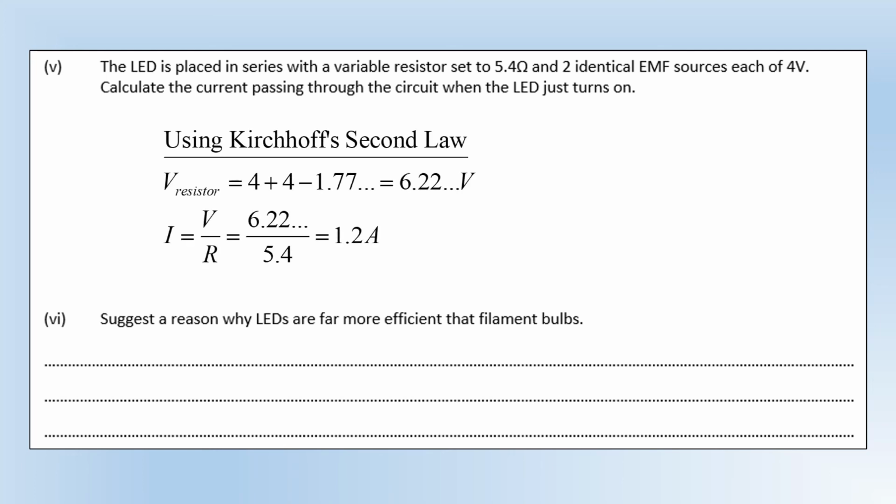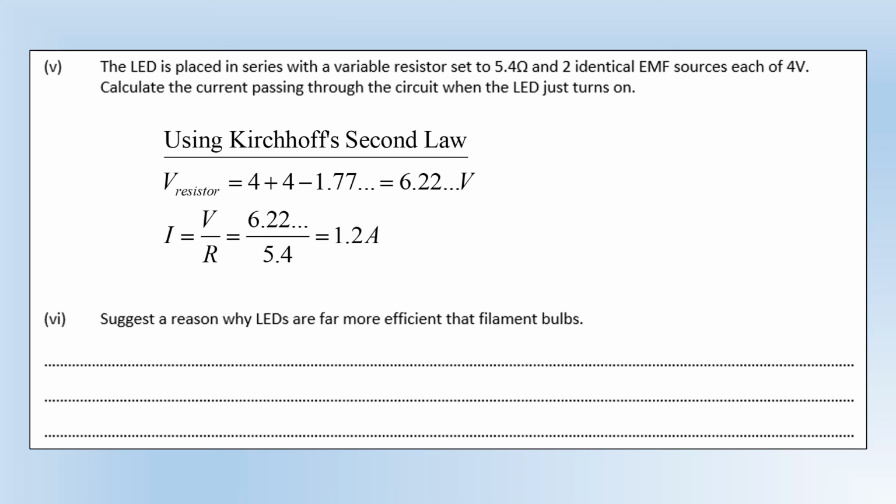So we can use Kirchhoff's second law, the sum of the EMFs is equal to the sum of the potential differences, to figure out the potential difference across the resistor. It will be the two EMF sources added together because they're in series, minus the activation potential of the LED. And then once we know the potential difference and we know its resistance, we can calculate its current as 1.2 amps.